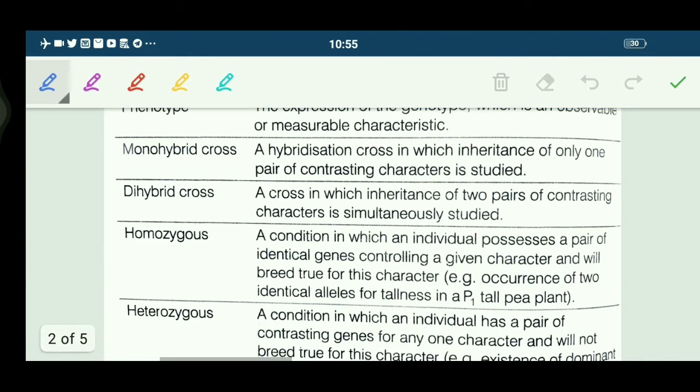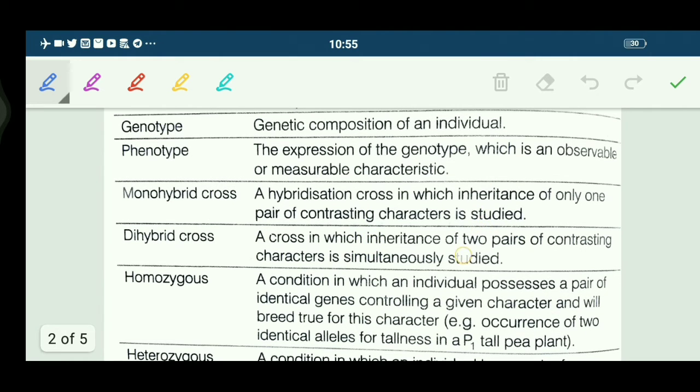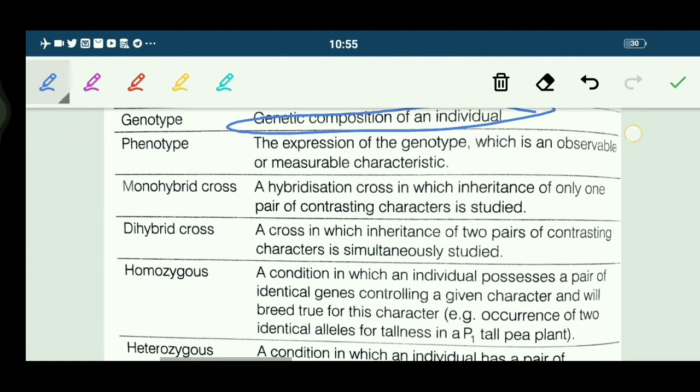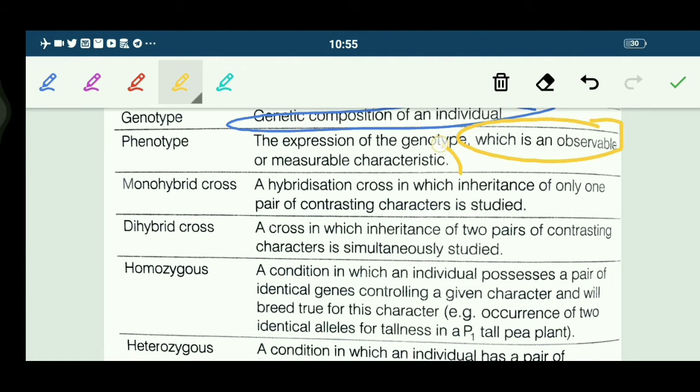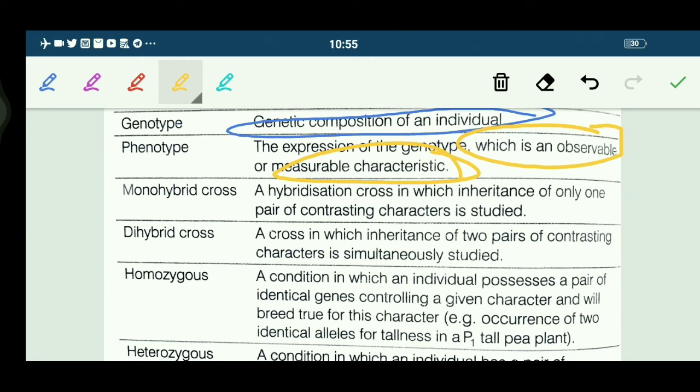Next, children, genotype and phenotype. So, what is genotype? Genetic composition of an individual. Like I told you, the two ratios that we got from the monohybrid cross were the phenotypic ratio and genotypic ratio. So, we had discussed now, beta. Genotypic is genetic composition and phenotypic is which is observable. See, the physical character that you can observe, whether something is tall, whether something is dwarf. You can see, you don't know its genotype.